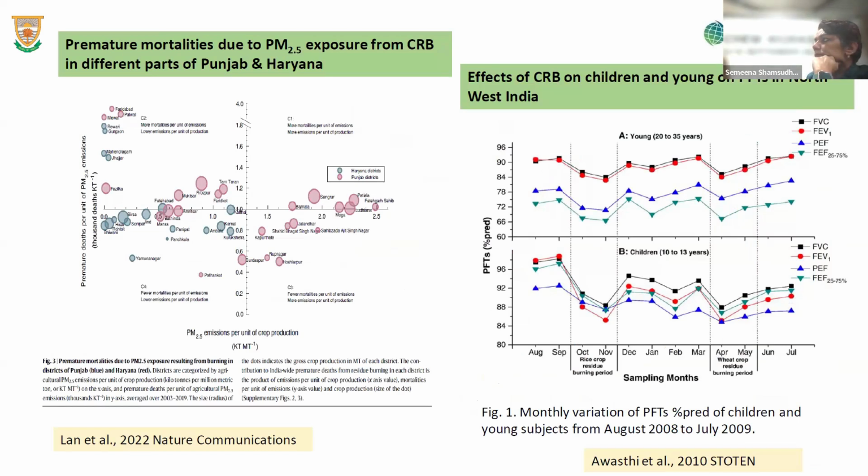So there are premature mortalities due to PM2.5 exposure from CRB in different parts of Punjab and Haryana. As you can see in the graph, mostly in Punjab and Haryana the premature mortality rates were high as compared to other states. And there is another study where they studied the CRB effects on children and young on pulmonary function tests, that is PFTs, in northwestern India. The children were greatly affected due to PM2.5 exposure as compared to the young, mostly in the periods of rice crop residue burning and wheat crop residue burning.